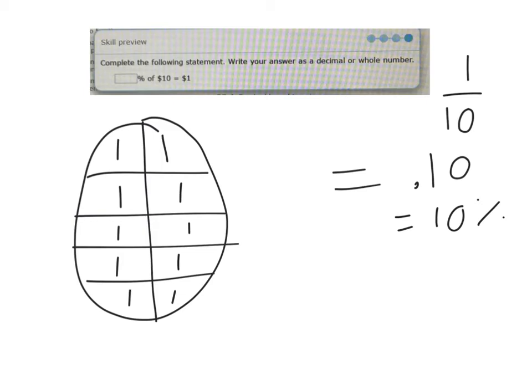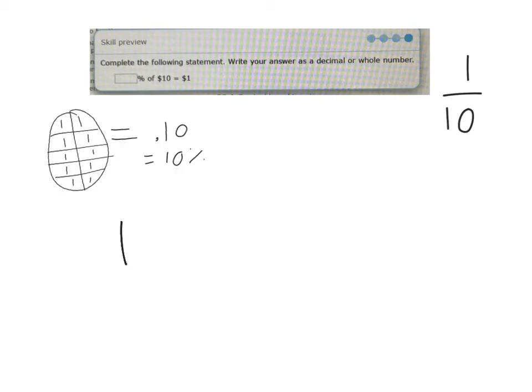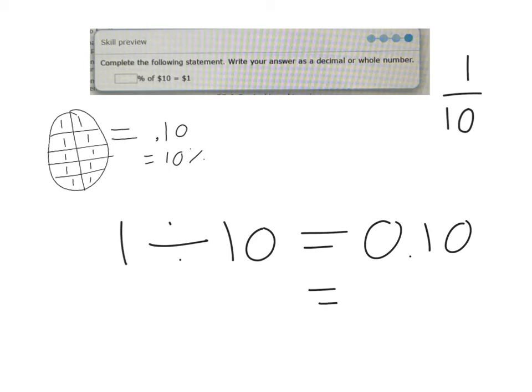If you don't see it with these visuals, try with your calculator. You're going to do the division. Like we have here, it's 1 out of 10. So in our calculator, we're going to write 1 divided by 10. And the answer it's going to give us is 0.10, which again, I'm hoping you quickly recognize is the same as, so 0 and 10 hundredths is the same as 10 hundredths, which is the same as 10%.